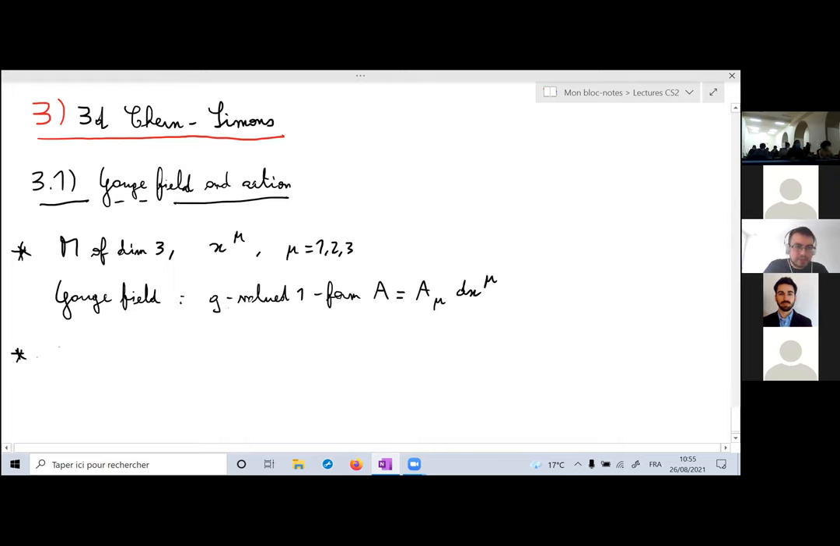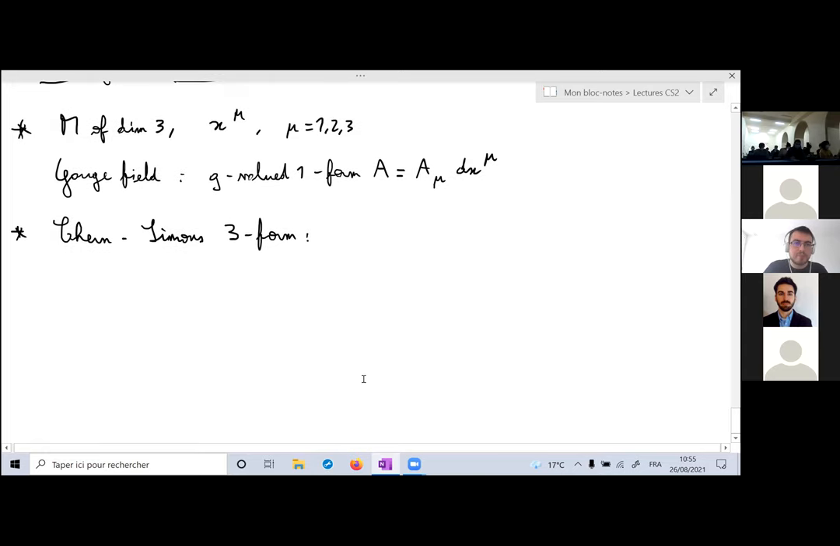And an important object for 3D Chern-Simons theory is what we call the Chern-Simons three-form, which was introduced by Chern and Simons to study some topological and geometrical properties of manifolds, and which is defined in terms of A as follows. I take A wedge dA. So if A is a one form, dA is a two form, so this thing in total is a three form. And then I also have 2/3 A wedge A wedge A. All this is a matrix, and to get a number, I will take the trace of all this.